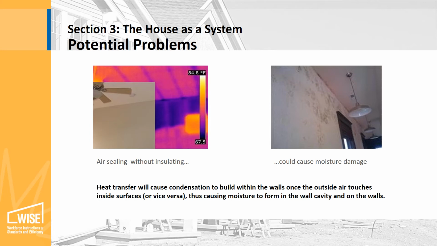Air sealing without insulating could cause mold and moisture damage. In the summertime, uninsulated wall cavities will be warmed by the heat transfer from outside and will then come into contact with the cool interior drywall. This will allow the moisture to condense and create an environment where mold will grow. The opposite can happen during winter months where warm air condenses on the cold outside surfaces.